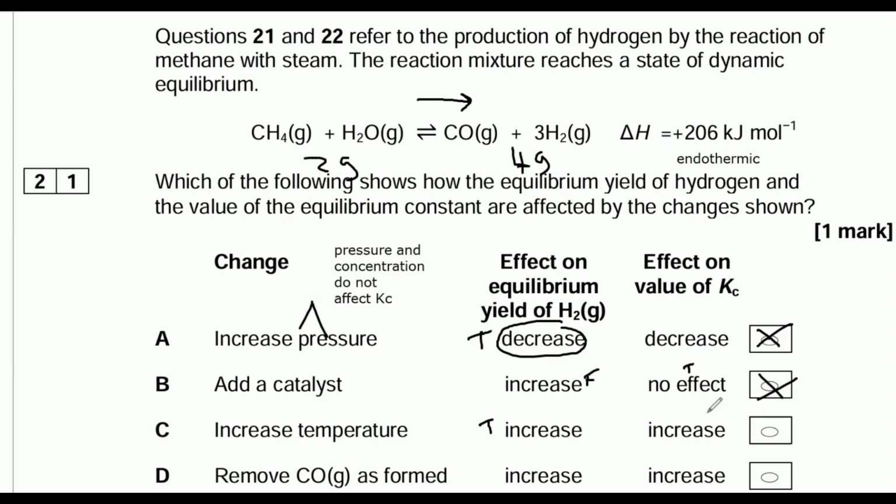What's the effect on Kc? Well, Kc is equal to products over reactants. If we're increasing the yield, we're increasing the products, so when we divide by the reactants, we get a bigger Kc. So this is absolutely true. Removing CO as it is formed will increase the yield. Hold on, removing carbon dioxide gas as formed. Well, I'm going with C. Anyway.